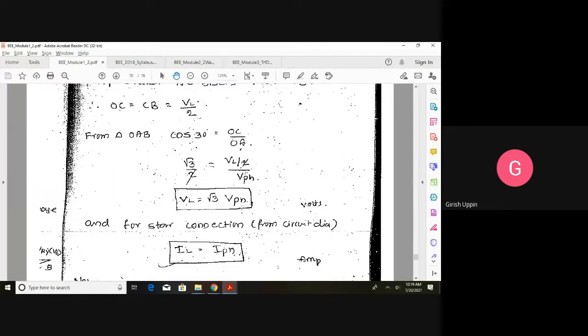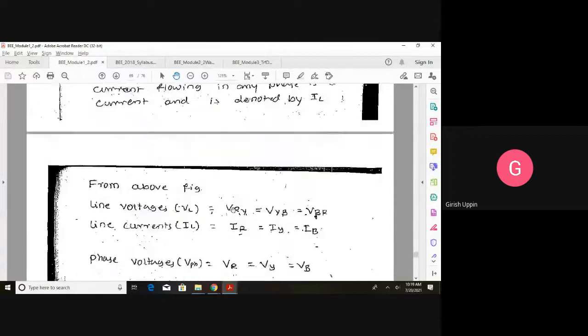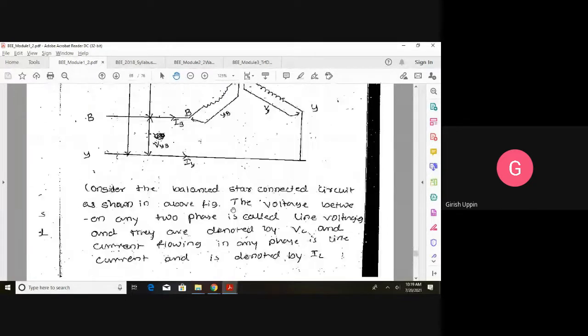So, very important derivation. In case of a star connected load, line voltage is equal to root 3 times the phase voltage. Okay, so remember, if it is star connected, line voltage is equal to root 3 times the phase voltage.